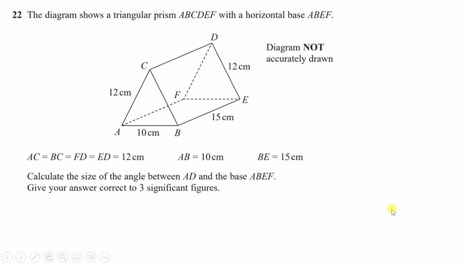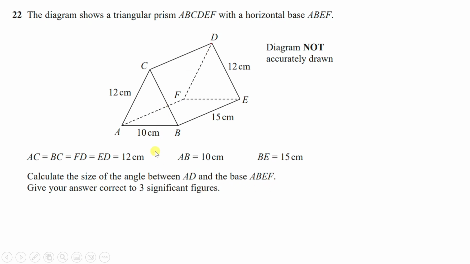So 22. Right, this is the question. This one has been giving me trouble, and I realized there was such an easy way to do this, because it's been a while since I did an exam paper walkthrough on IGCSE Higher. But let's check it out. The diagram shows a triangular prism with a horizontal base. Here's your base. And then it tells us that all these, so 12 is basically all the triangular lengths. AB is 10, and so on. Calculate the size of the angle between AD and the base ABF.